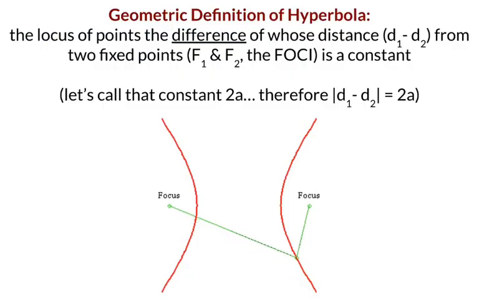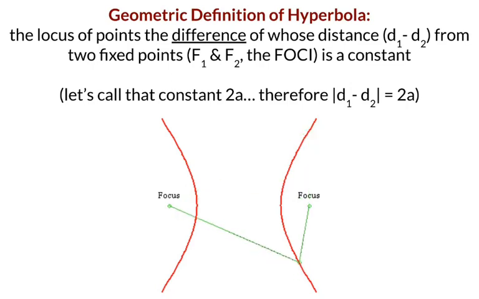Let's talk about the geometric definition of a hyperbola. We define it as the locus of points. Just like an ellipse, where we start with the locus of points, it's the set of points, but this time it's the difference whose distances d1 minus d2 form, from two fixed points, the points on our hyperbola. We call those two fixed points the foci, the focal points. Same as an ellipse, we've got focal points there, but in an ellipse, remember, we defined it as the sum of the distances from those focal points to a point on the curve. This time for a hyperbola, we're taking the difference of those distances.